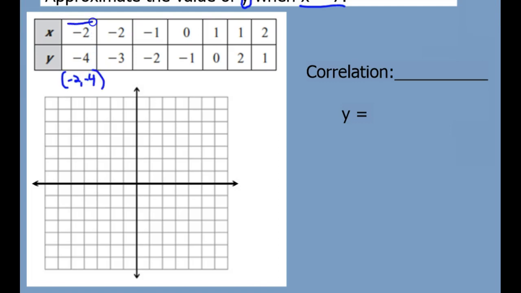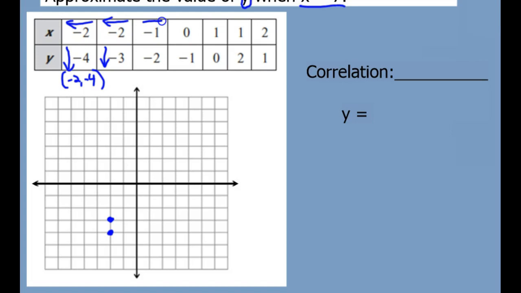So we're going to go to the left, negative 2. So 1, 2. And we have a negative 4, so we're going to go down. Go to the left 2, and down 1, 2, 3, 4. That's our first point. Our next point is -2, -3, so we're going to go to the left 2 and down 3. So the left 2, down 1, 2, 3. We'll have a point there.